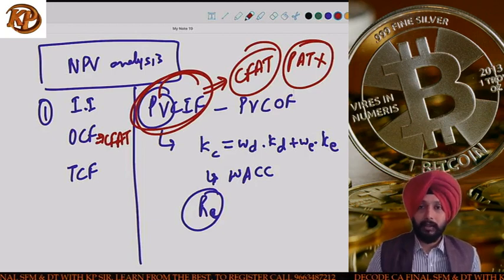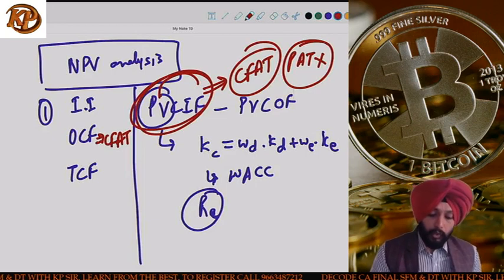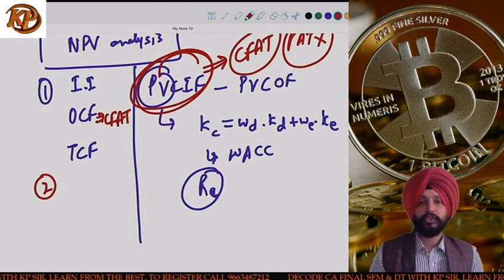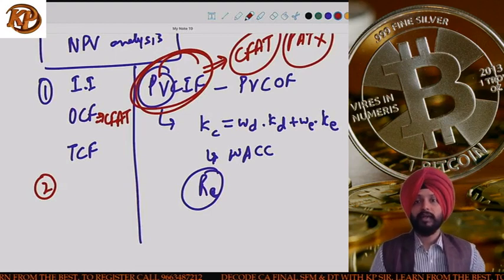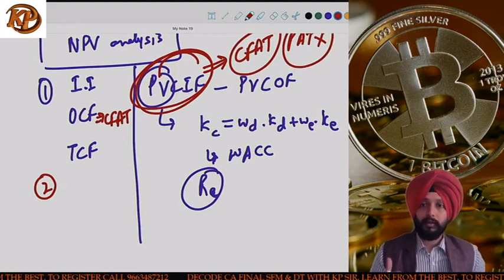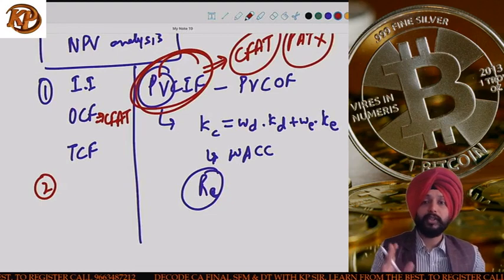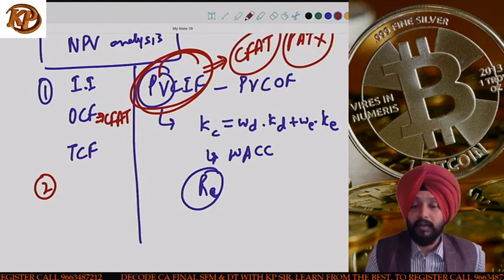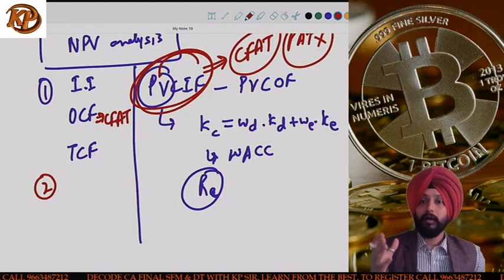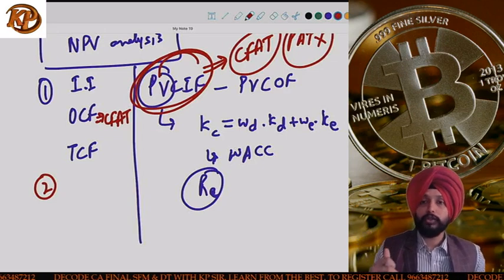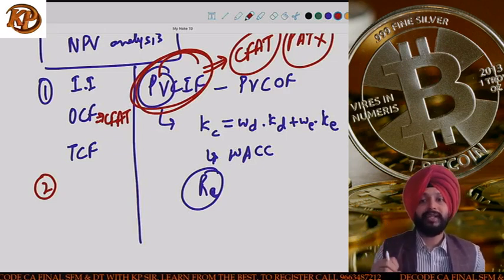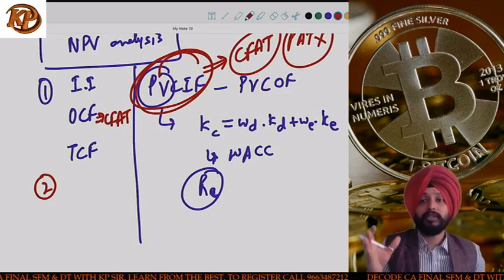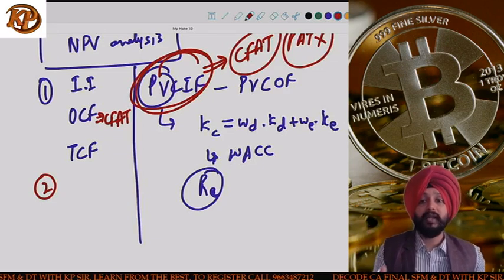Next is point number 2. Why do we add back depreciation? The answer is very simple. We add back depreciation because it is a non-cash expenditure, and the only relevant purpose of considering depreciation is that it generates a tax benefit. If from your PBT you reduce depreciation to get PBDT, you are only paying taxes on the net amount, because depreciation as per section 32 is an allowable expenditure.